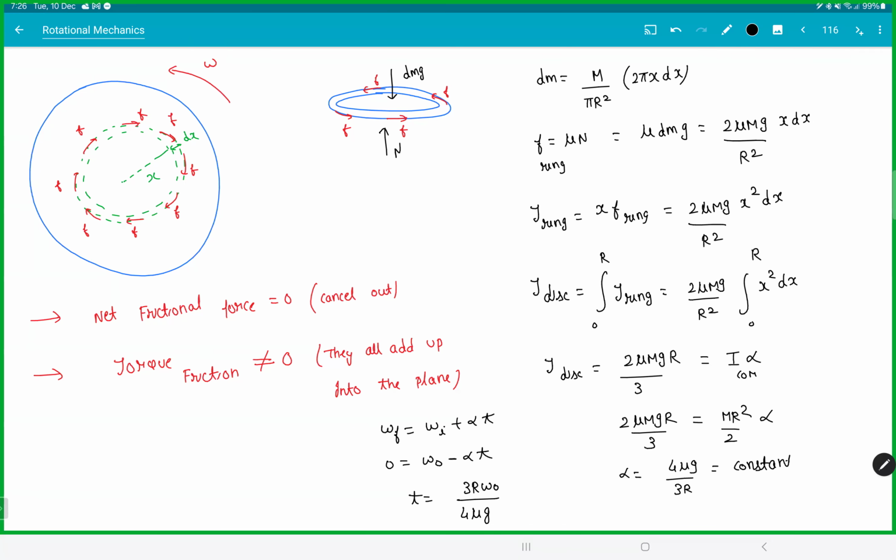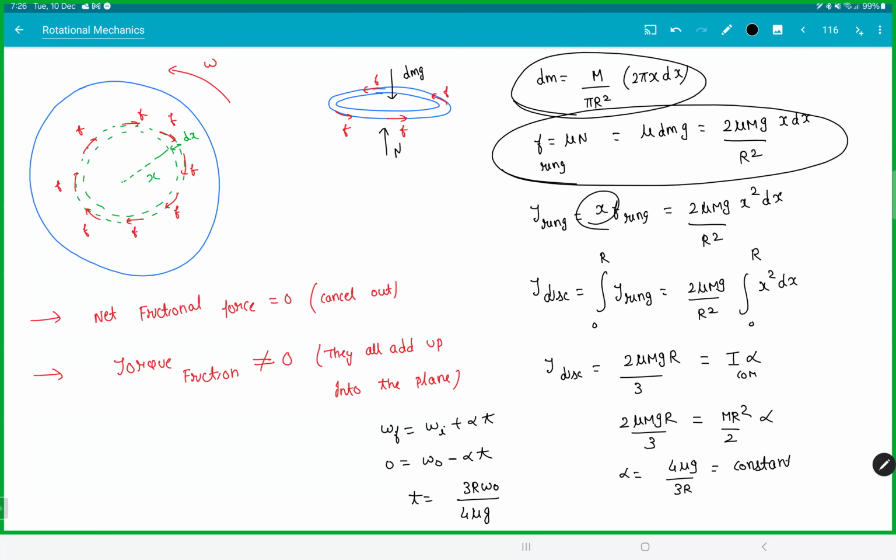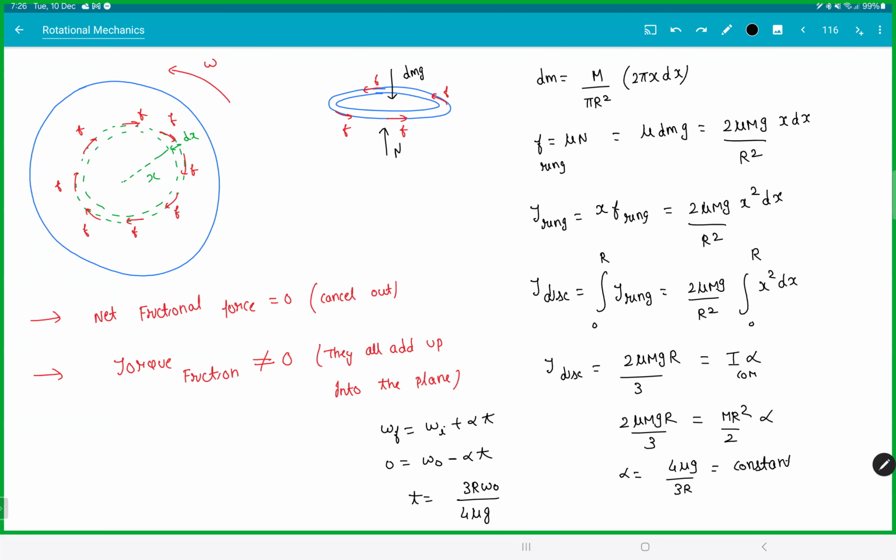You cannot do it directly. You have to take a ring, because see what is happening. For every ring, did you observe one thing? Every ring has a different mass. Every ring has a different friction. Every ring has a different radius. So you have to find the torque on each ring and then add all the torques, then you'll get the total torque on that disk. So when you apply the formula, torque is equal to I alpha. The tau is the total torque on the disk, is I of the disk into alpha.